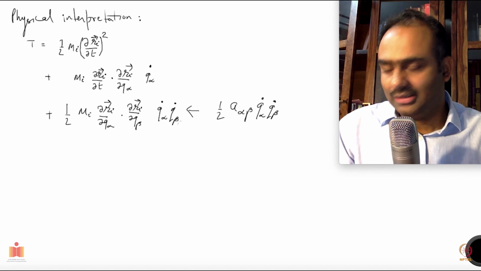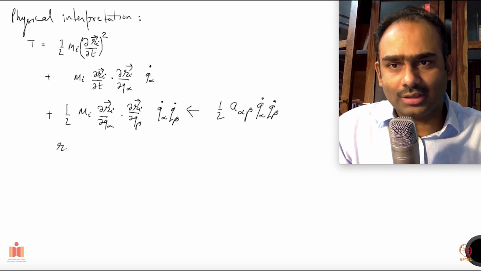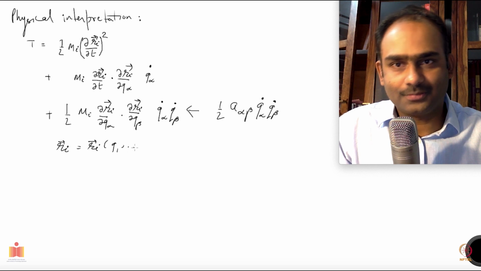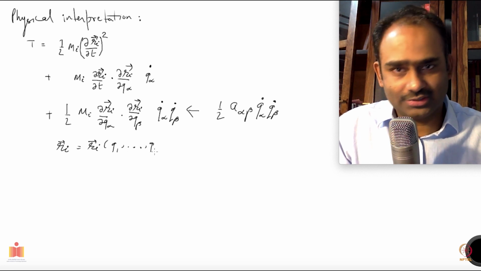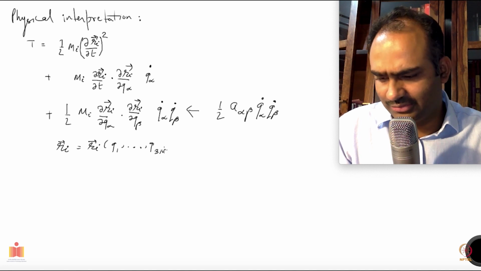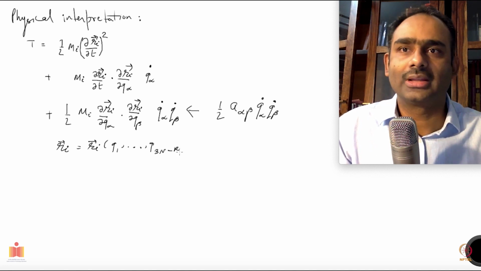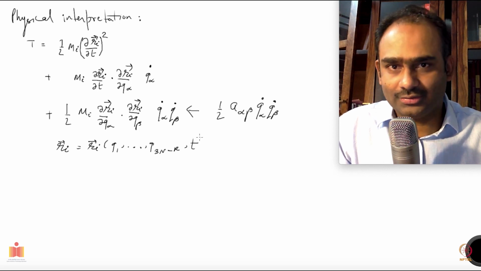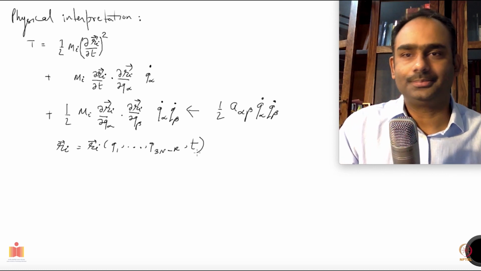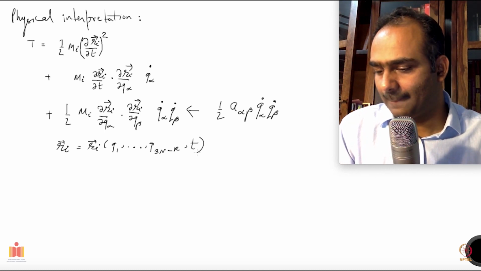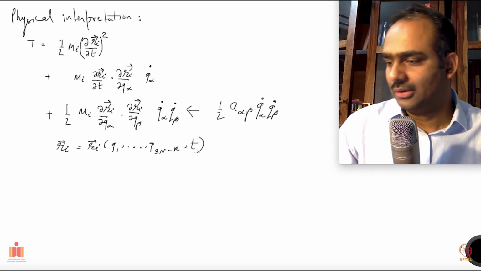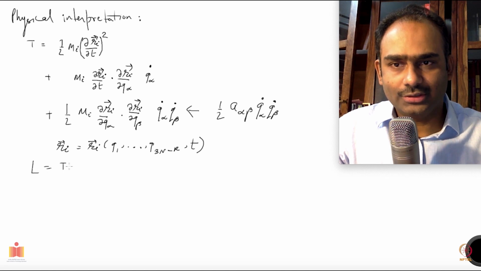Just to remind you, your R_i's are functions of q_1 to whatever the number of degrees of freedom your system has, which we were writing, I believe, 3N minus k. Yes. And in general, there could be time dependence as well. That's good. Also recall your L is T minus U.